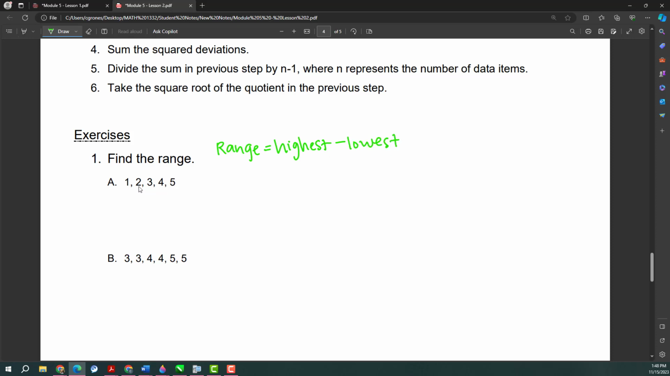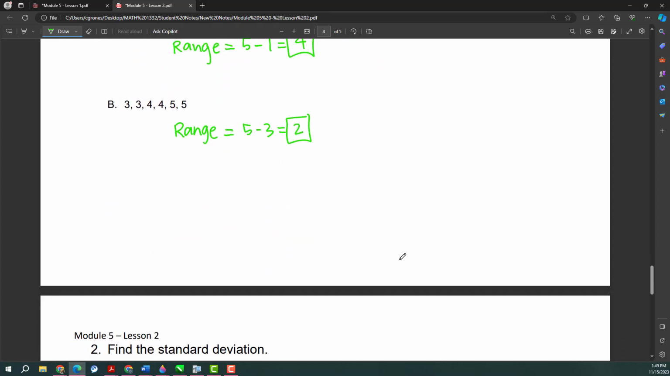So on A, we have 1, 2, 3, 4, 5. We take our highest, which is 5, minus our lowest, which is 1, and our range equals 4. On B, we take our highest, which would be 5. And then our lowest is 3. So here our range equals 2. So range isn't too difficult.